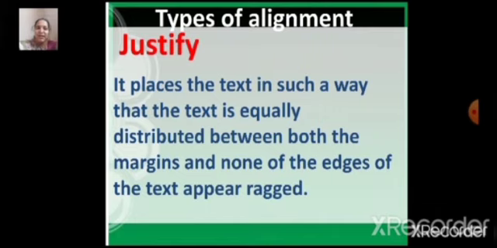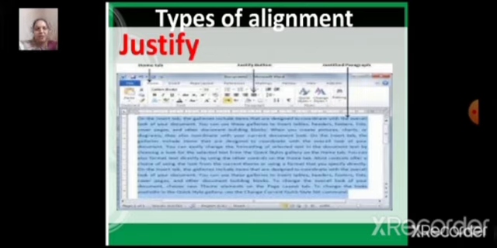Justify alignment, it places the text in such a way that the text is equally distributed between both the margins and none of the edges of the text appear ragged. Both the left and right margin, you can see the text will be equally distributed. This is called as justify alignment.